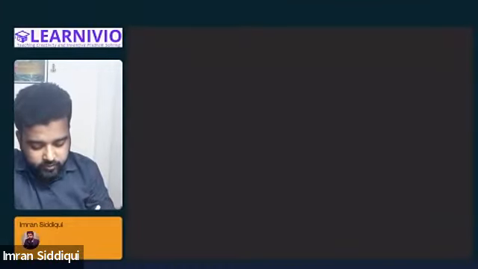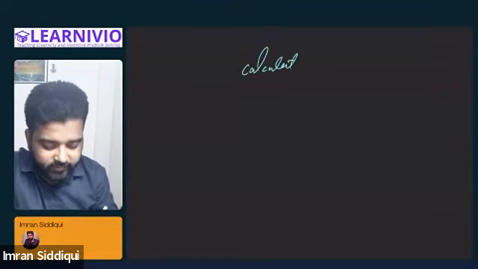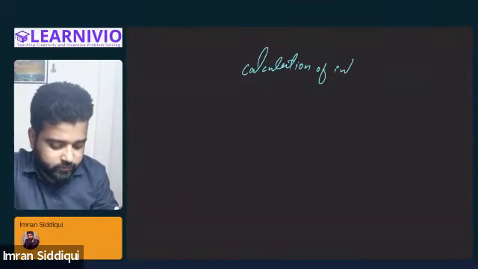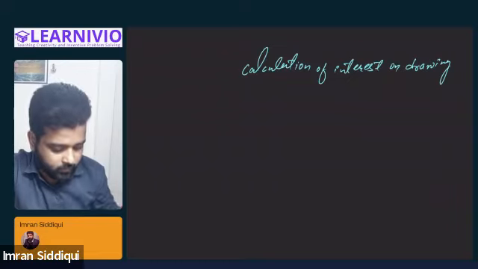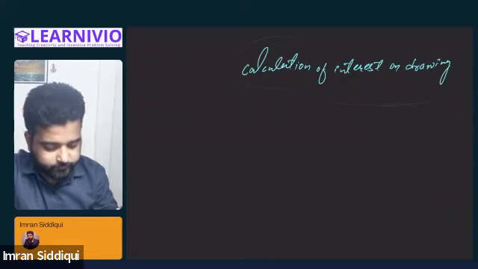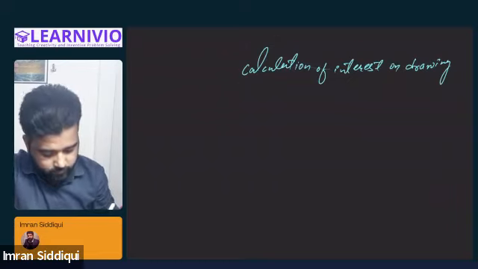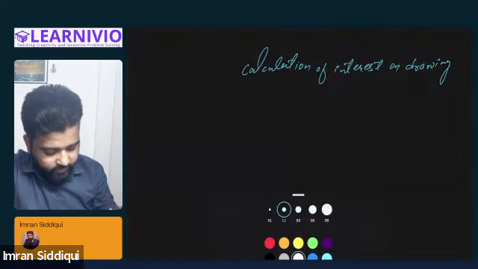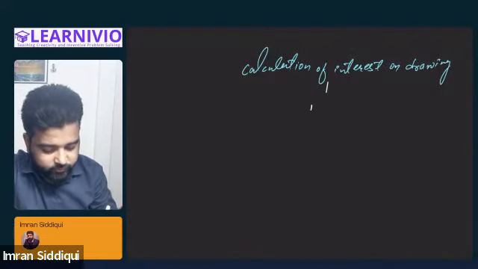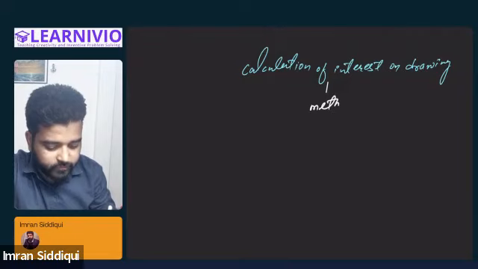All right. So, calculation of interest on drawing. You don't have to write this down right now. So how many methods do we have to calculate interest on drawing? We have two methods to calculate interest on drawing.